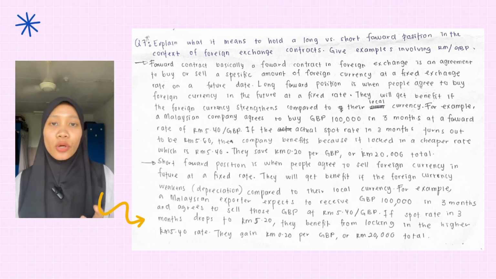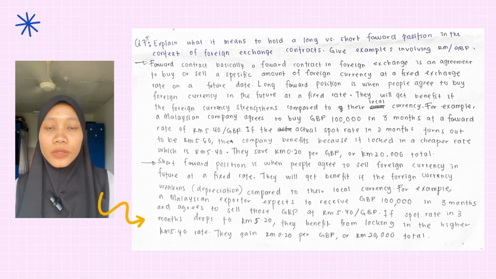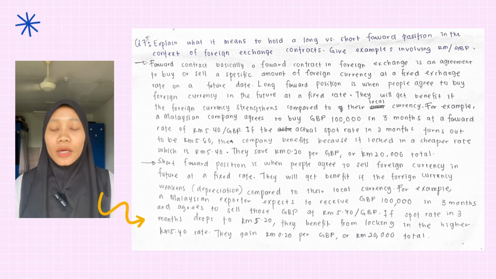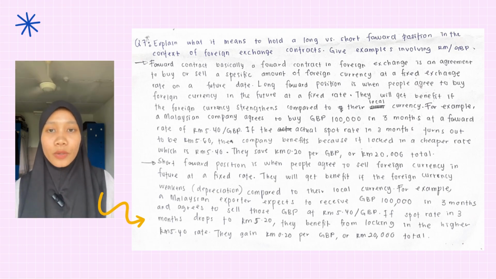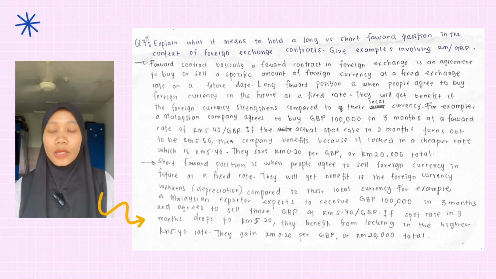Next is the short forward position. It is when people agree to sell foreign currency in the future at a fixed rate. They benefit if the foreign currency weakens, which is loses value compared to their home currency. For example, a Malaysian exporter expects to receive British pound 100,000 in 3 months and agrees to sell those GBP at RM 5.4 per GBP.